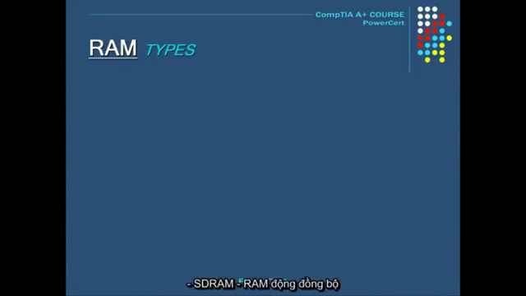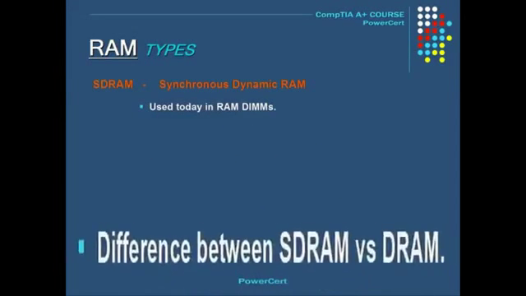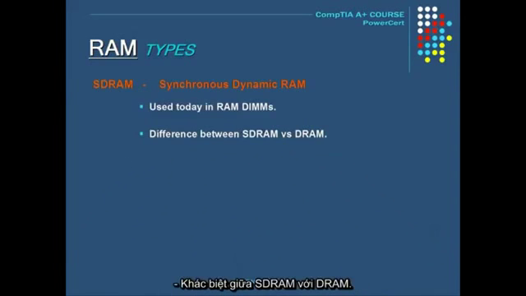Another type of memory is called SDRAM, which stands for synchronous DRAM. This type of memory is what is used today in RAM DIMMs. The difference between SDRAM and DRAM is basically speed.